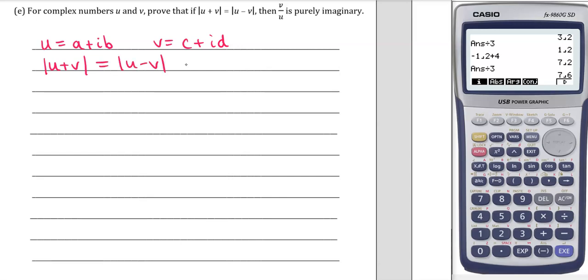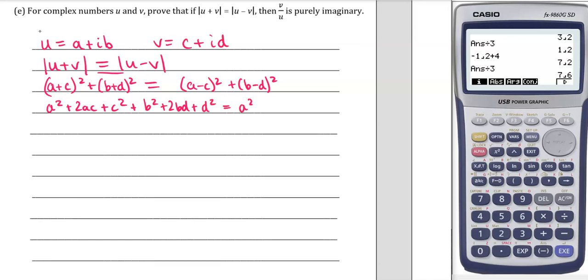Okay, so starting with the modulus bit, so modulus of u plus v is equal to modulus of u minus v. Okay, so modulus means we do the square root of the real parts, which would be a plus c squared, the imaginary would be b plus d squared, is equal to the square root of a minus c squared plus b minus d squared. So let's get rid of the square root sign first of all. That's just untidiness. We can just remove that from both sides. Okay, so we have a squared plus 2ac plus c squared, plus b squared plus 2bd plus d squared, equals a squared minus 2ac plus c squared, plus b squared minus 2bd plus d squared.